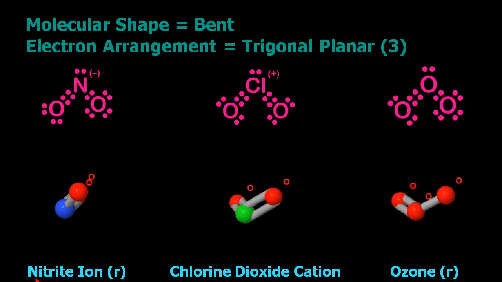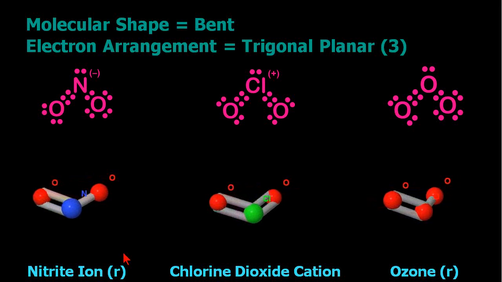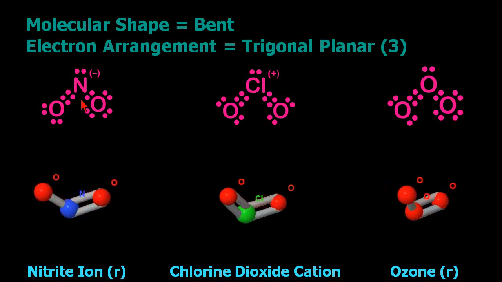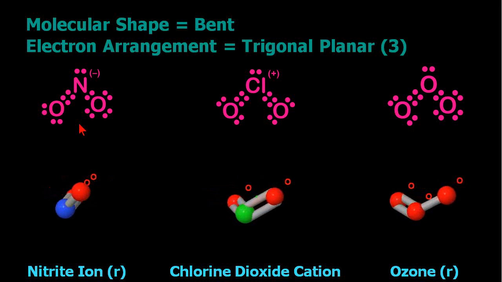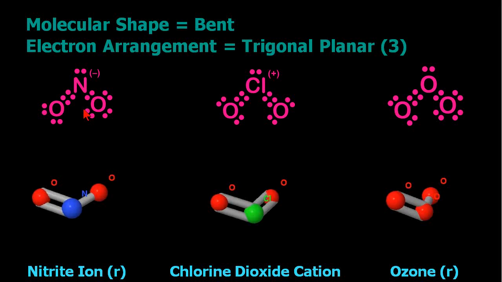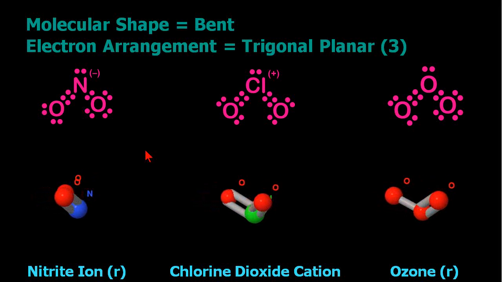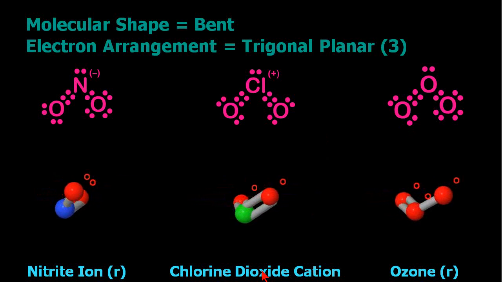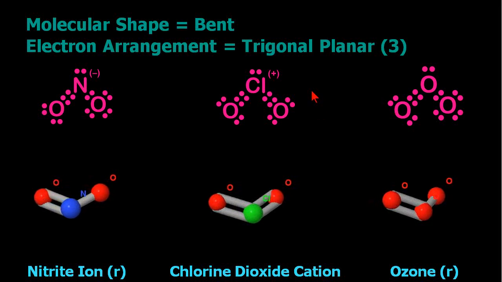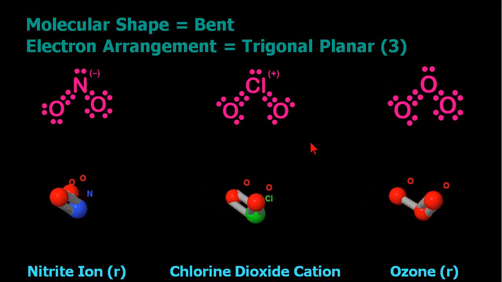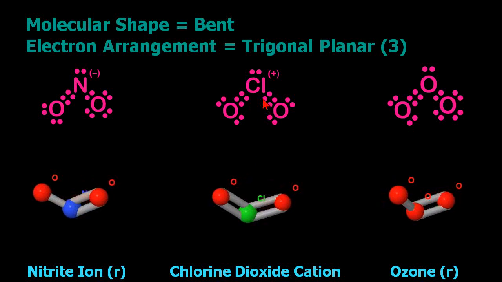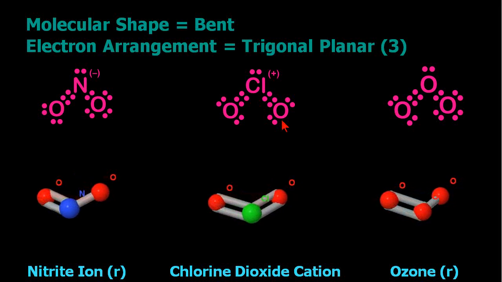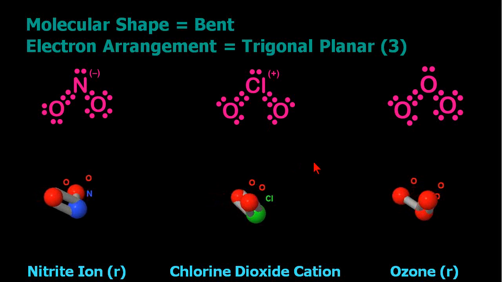Both ozone and the nitrite ion are resonance structures, meaning this dot diagram can be drawn two different ways. The first way is like this. And if we do a mirror image of this, we get a second resonance structure. And the same can be said of the ozone dot diagram. And then the chlorine dioxide cation just means that we have to take one electron away from this Lewis dot diagram to make all the atoms balance with the 8 electrons in the valence shell, which is typical.